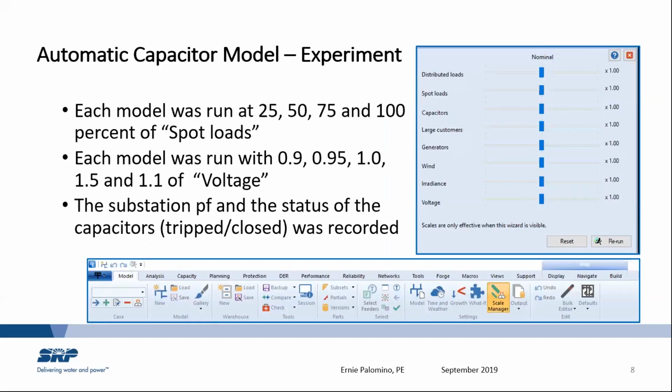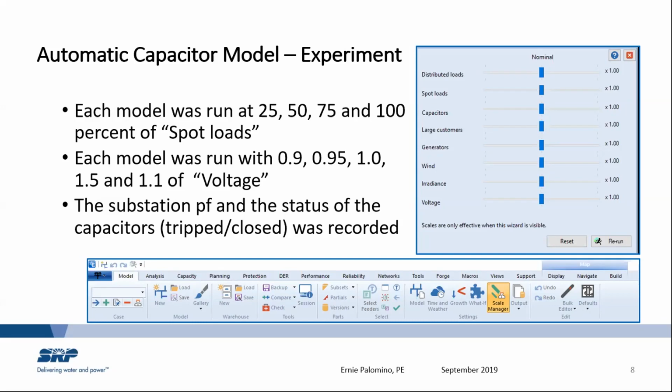So the purpose of my study, as I've already stated, was, one, will the capacitors turn on or off in the sequence that we programmed them? Two, if there's a voltage issue, will the capacitor turn on or off in order to maintain that unity power factor at the substation?